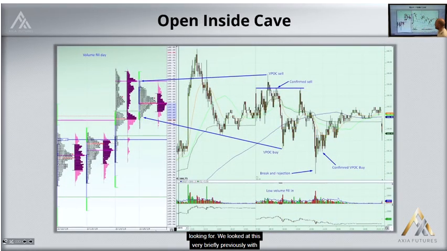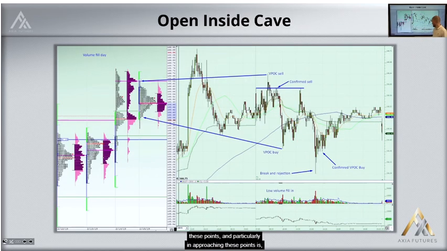We looked at this very briefly previously with your volume fill-in day. Now you can approach this very simply and say, right, I'm going to sell here and I'm going to buy here, and that's it for the day. What you need to focus on then is what do you want to see at these points? It's easy to say, right, I'm going to sell here and buy here. What do you want to see, or what do you not want to see?